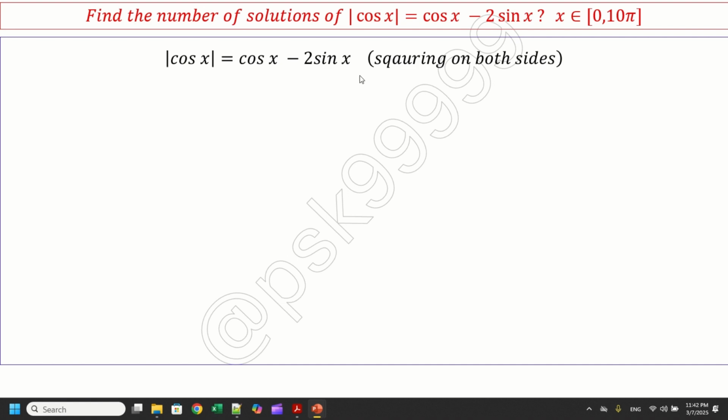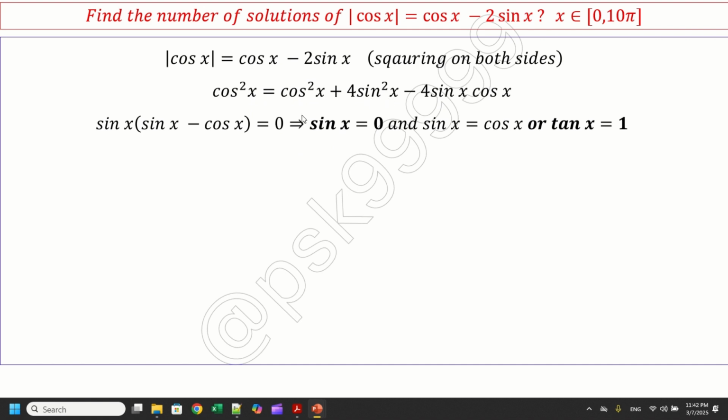So this is the squaring on both sides. What I will get is cos square x equal to cos square x plus 4 sin square x minus 4 sin x cos x. Cos square x gets cancelled, and I am left with sin x into sin x minus cos x equal to 0. This gives me two solutions. One is sin x equal to 0, the other one is tan x equal to 1. Sin x equal to cos x becomes sin x minus cos x equal to 0, so it will give me tan x equal to 1.